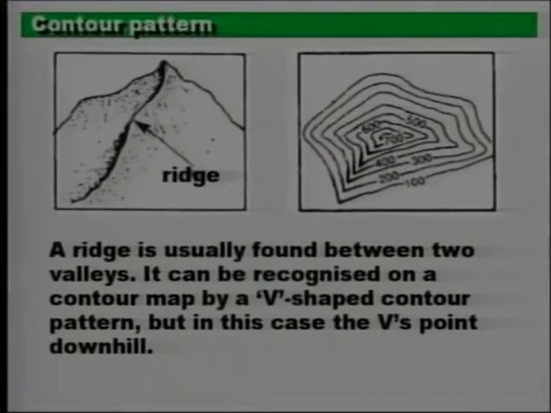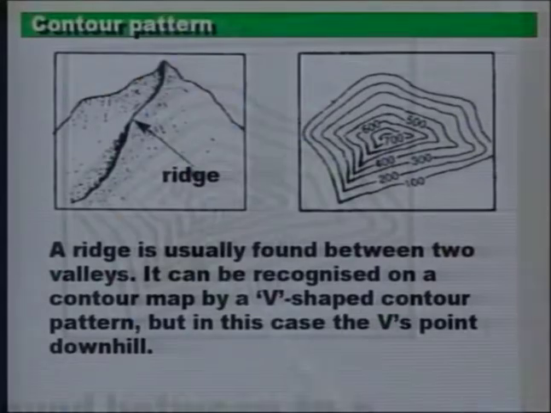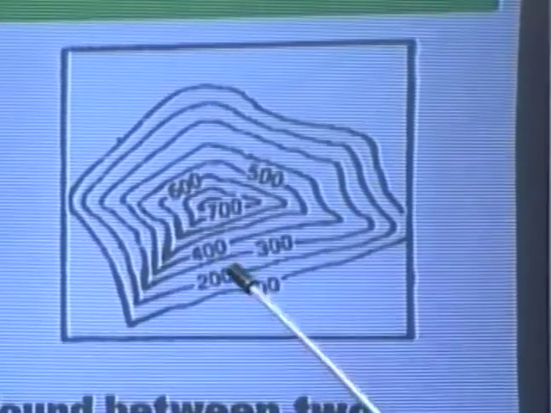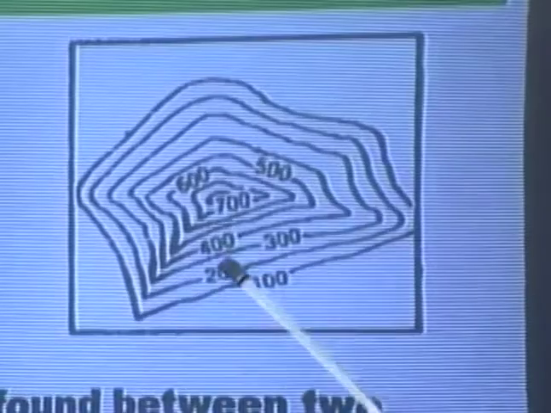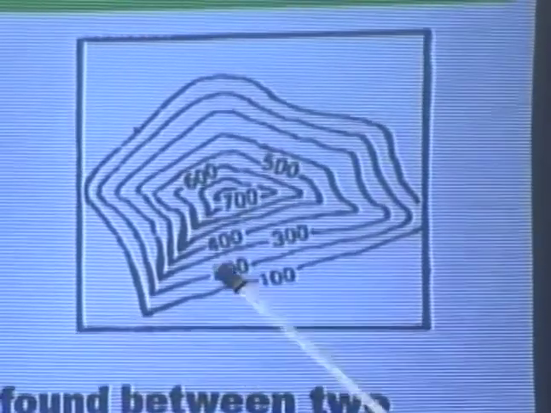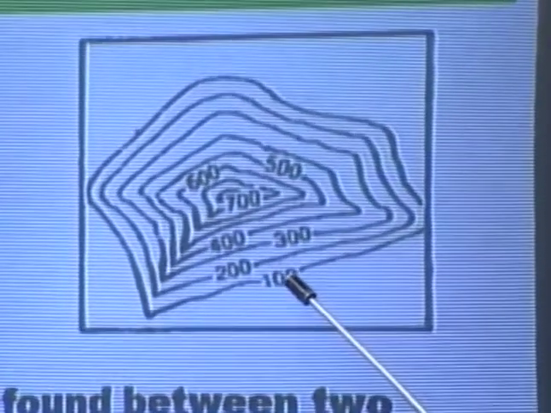Another of those features that we looked at, and I stressed, was that of a ridge. A ridge is usually found between two valleys, and it can be recognized on a contour map by a V-shaped contour pattern. But note that the V points downhill. Okay, so the V forming this particular feature points downhill. And how do we know it is downhill? We simply look at the values of the contour patterns.